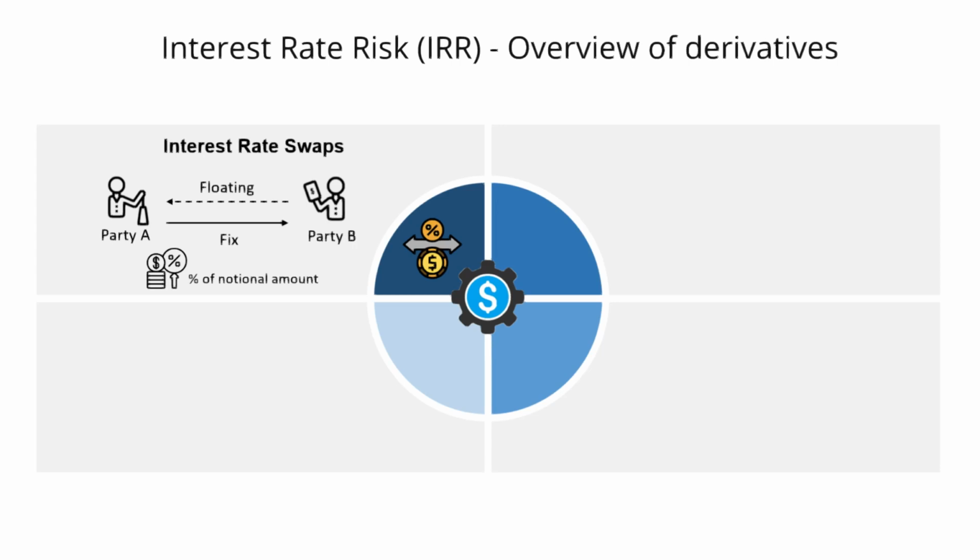The parties agree to swap interest payments, with one party paying a fixed rate and the other paying a floating rate based on a reference rate such as the LIBOR or its soon-to-be replacement, the Secured Overnight Financing Rate, or SOFR. Interest rate swaps are widely used for hedging, managing cash flows, and altering interest rate exposures.